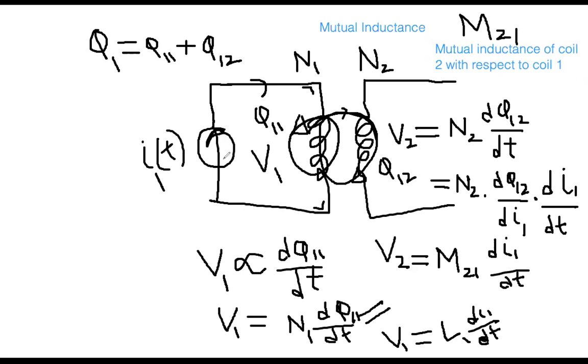Because we are applying the current only on coil number 1, we are not applying current on coil 2, and that current on coil number 1 is causing this mutual inductance. Accordingly, this is called mutual inductance M21. So therefore, what is our definition of M21? N2 d phi 2 over di1. That is the V2. Everybody, could you follow me so far? Yes. Okay.